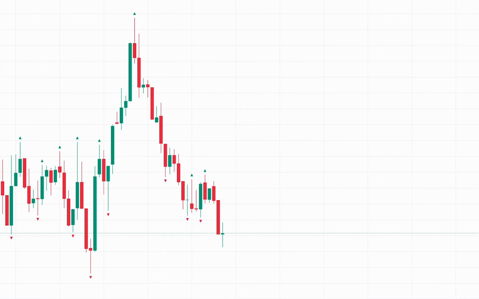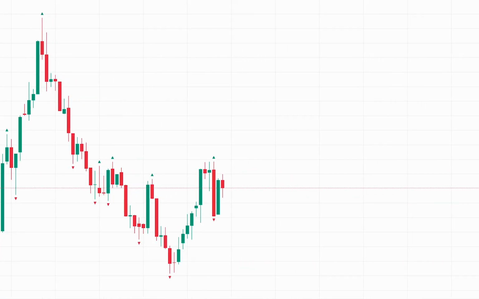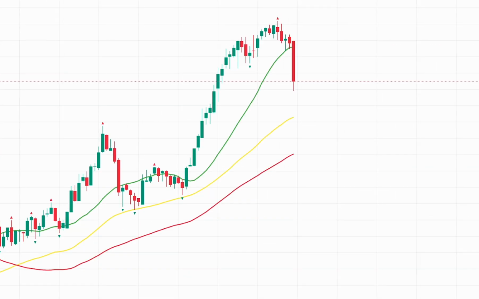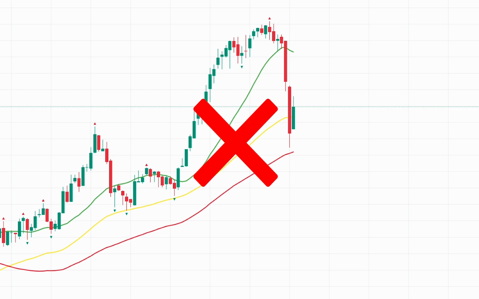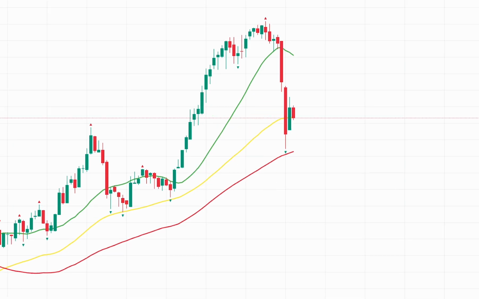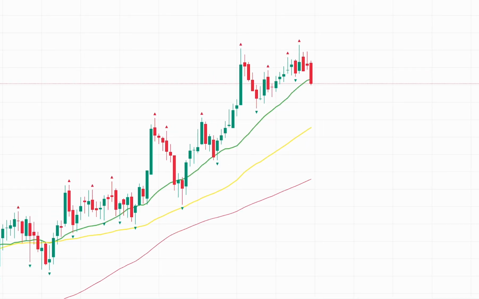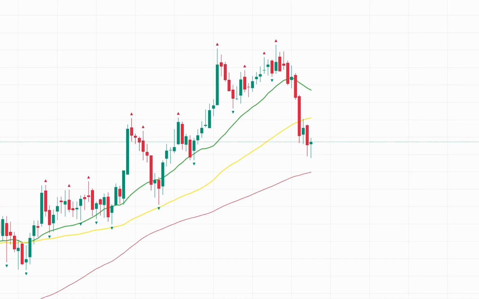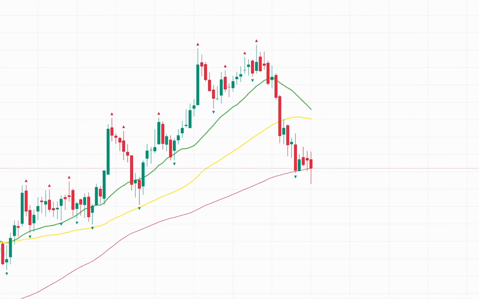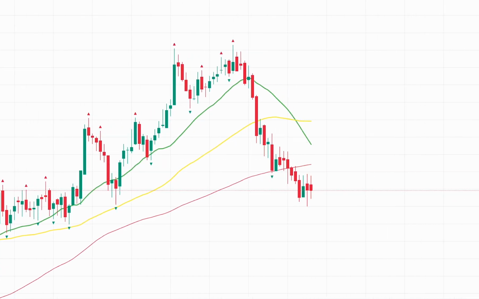Now there is a very important rule for you to understand for this strategy to be profitable. If the price moves below the 100-day moving average, you do not enter the trade, even if the green arrow appears. So as you can see here, the price moves below the 100-day and then Williams Fractal gives a green arrow, and as you can see the price drops again.